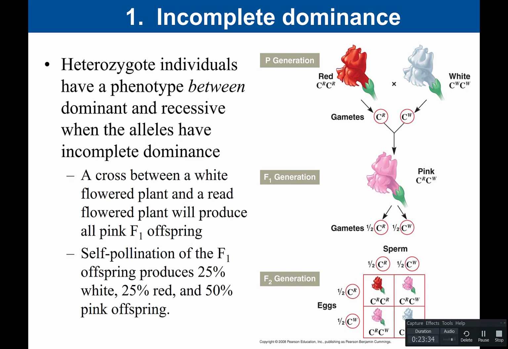If we cross 2 of those F1 generations, if we cross 2 of the pink flowers, the gametes that are possible are the CR or the CW. So I have to put that on my Punnett Square. On the outside of the Punnett Square, you see CR, CW on both sides. Then you fill it in. So this one is CR, CR, that would be red. This one is CR, CW, that would be pink. This one is CR, CW, that is pink because it has one red and one white. And this one underneath says CW, CW, 2 white alleles, which makes it white.